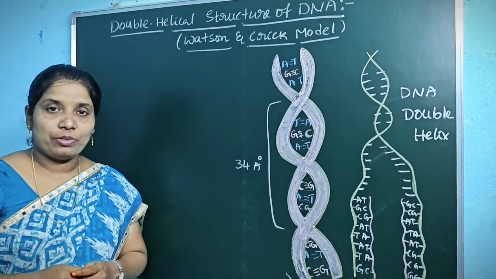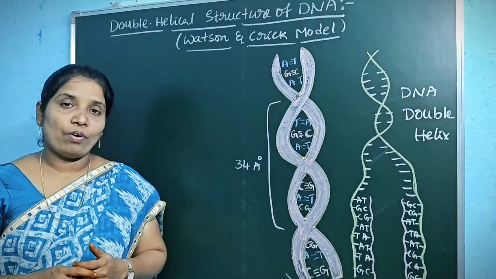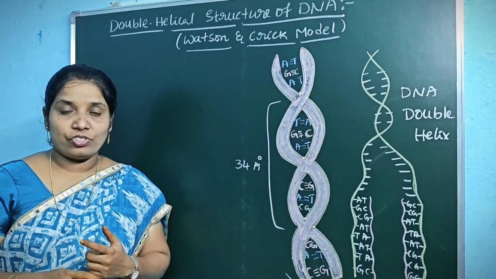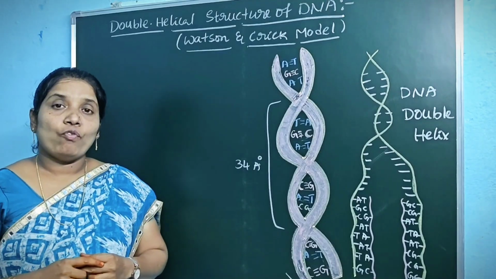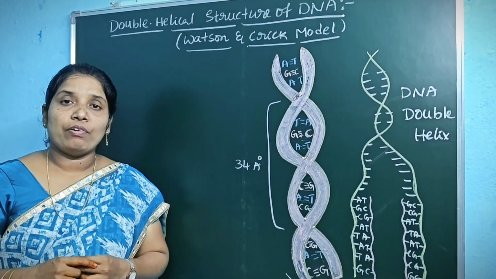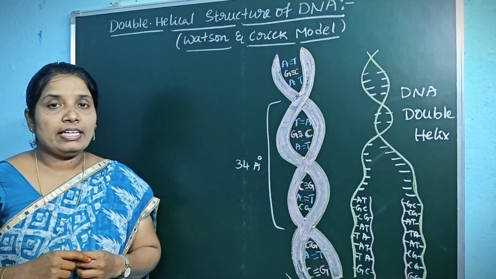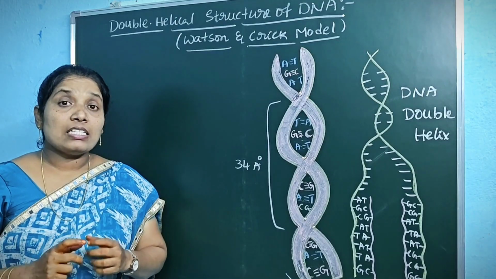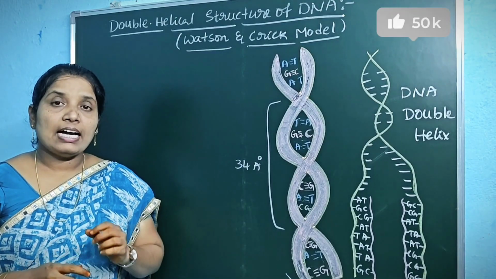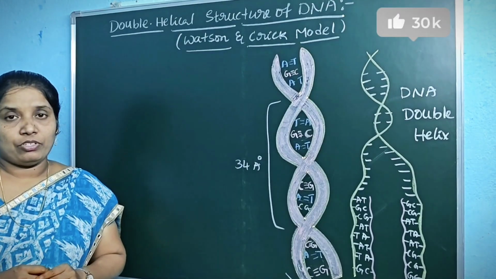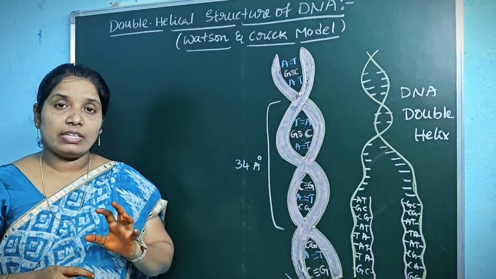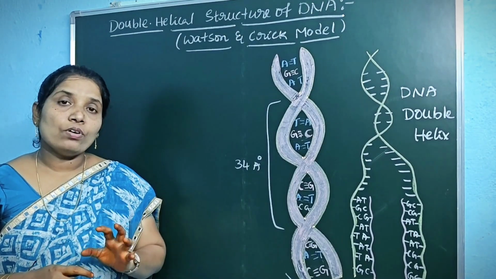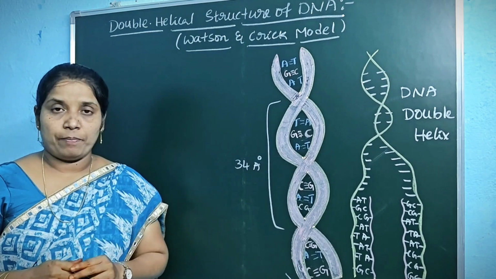In this video, I am going to give you a brief lecture on the double helical structure of DNA. It is also called the Watson and Crick model of DNA. DNA is the largest biomolecule that consists of genetic information. The genetic information present on DNA is enclosed in the nucleus of the cell.